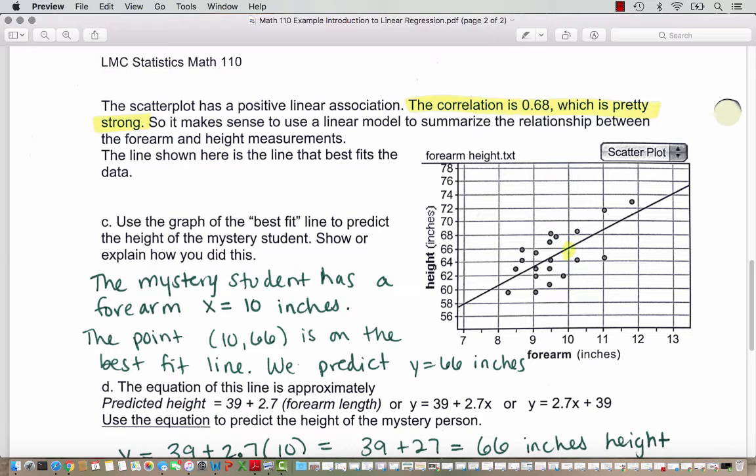So the mystery student has the forearm of x equals 10 inches for the forearm measurement. And so this point that I've highlighted in yellow, where 10 inches meets the line of best fit, predicts a height of 66 inches. So that point we would label as (10, 66). So the point (10, 66) is on the best fit line. So we are going to predict that the height of the mystery student is 66 inches.